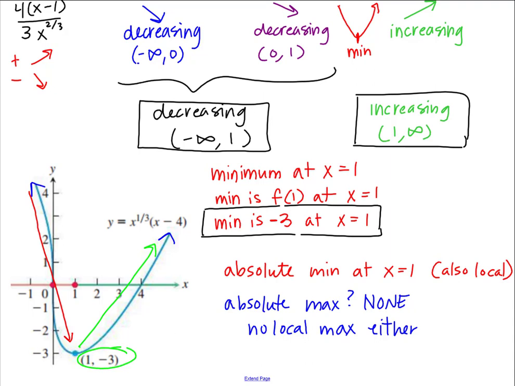But of course, those maximums occur whenever my graph is changing from decreasing to increasing or vice versa.